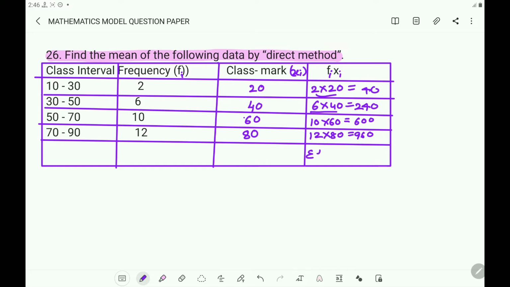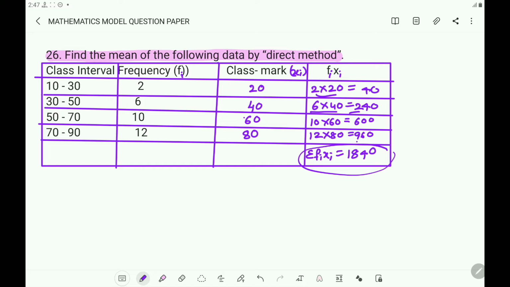Find the sum of Fi xi. What is the sum here? 0 plus 0 plus 0 is 0. 4 plus 4 is 8. 8 plus 6 is 14. 1 carry. 9 plus 1 is 10. 10 plus 6 is 16. 16 plus 2 is 18. Here you got the summation of Fi xi.